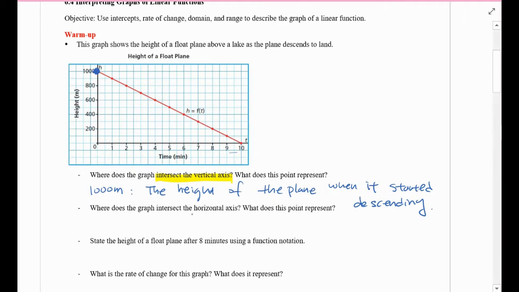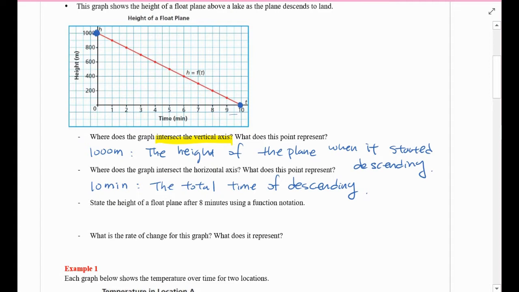Where does the graph intersect the horizontal axis? Here's the horizontal intercept. So what does this point represent? What does this mean, everyone? So it's 10 minutes. What does 10 minutes mean here? It is the total time of descending. Total time of descending, right?